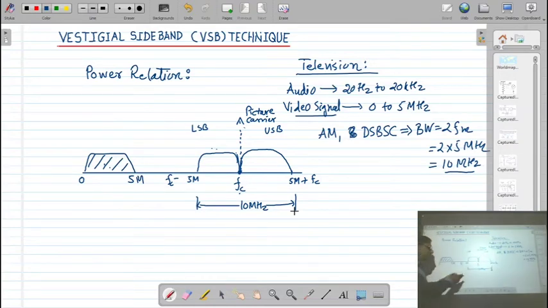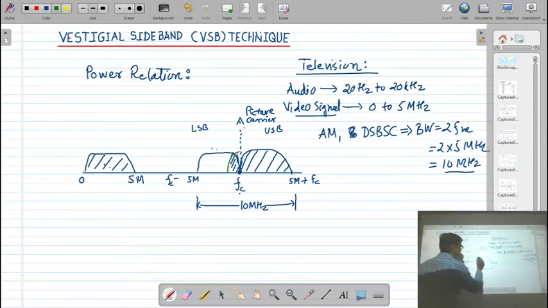So how can we reduce this bandwidth? We can use a VSB technique. So in television, the upper sideband is completely transmitted. Remember, and some portion of the lower sideband is also transmitted. So actually it is this.